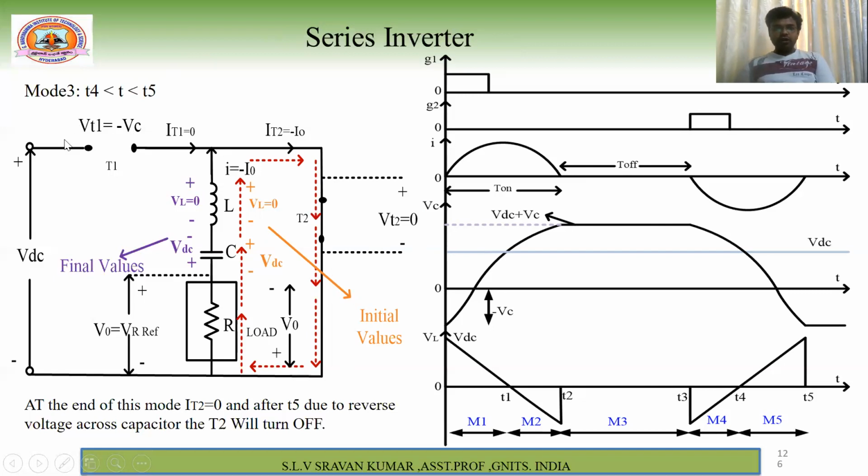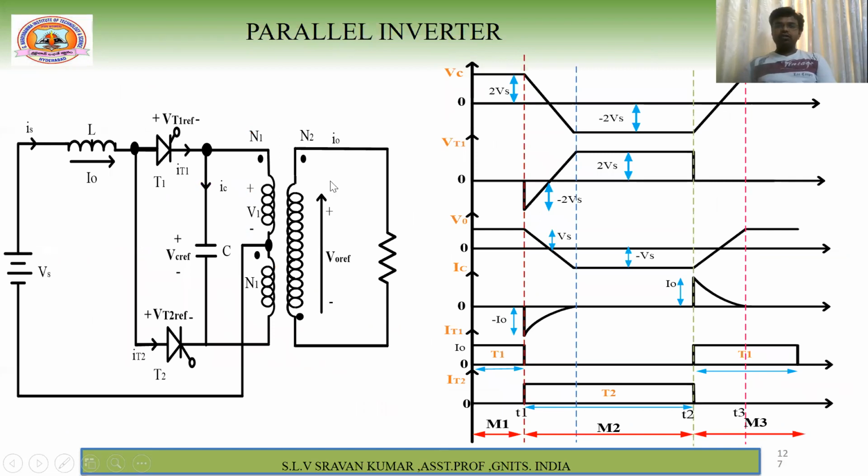Understand what I'm saying? To turn off this T1 by using this load, it will be turned off. For T2, see here the current reaches zero and a negative voltage. See this negative is applied to anode, positive is applied to cathode. So two conditions are satisfied. Therefore, your T2 will be turned off when you give the signal to this thyristor T1. So this is about your series inverter. It's a very simple concept, but you have to carefully understand the polarities as well as the current direction. Okay, so next one is parallel inverter.